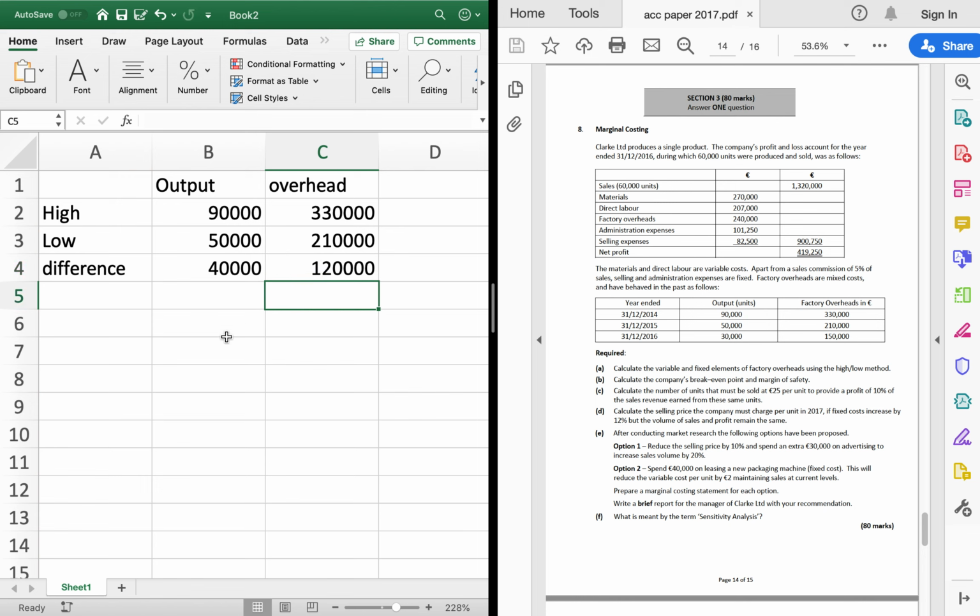120,000. So the high-low method says to find the variable cost per unit, you just divide those into each other. So we take the 120 divided by 40. So the variable cost is €3 per unit.